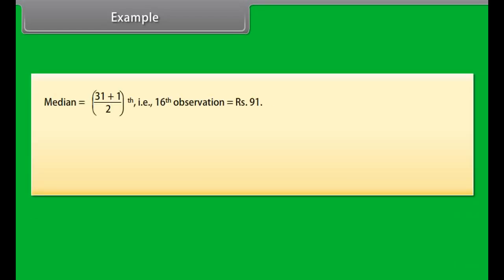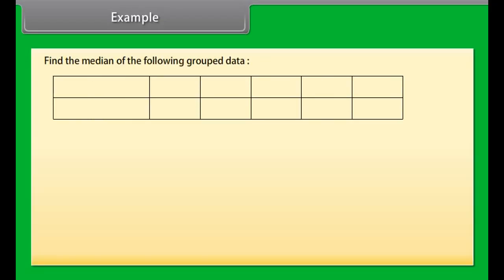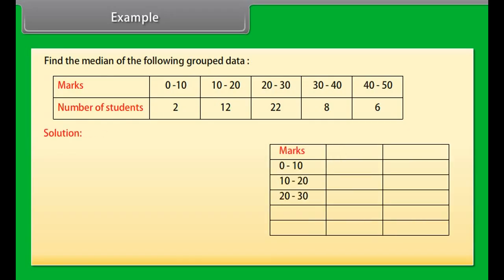In the third column, we have found the cumulative frequency for each wage by adding the previous frequency to the current frequency. After that, we have found the median, which is the 31 plus 1 by 2 by 2, that is the 16th observation, which equals rupees 91. Here the 12th to 23rd observations are all rupees 91, so the 16th observation is rupees 91.